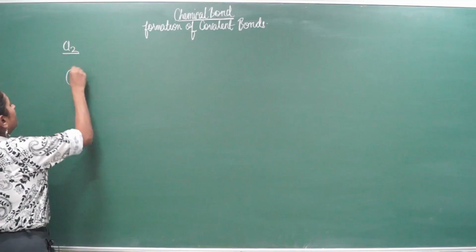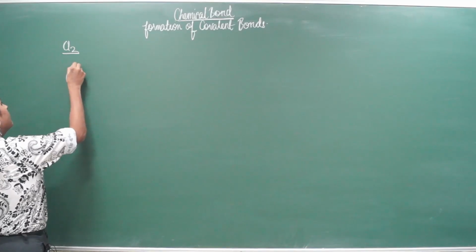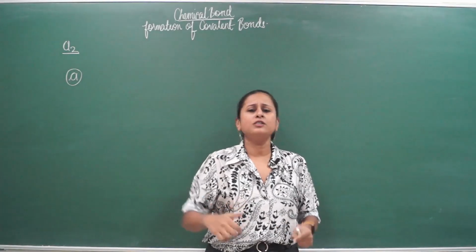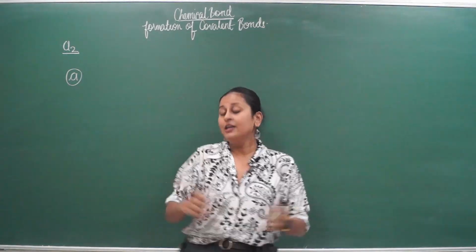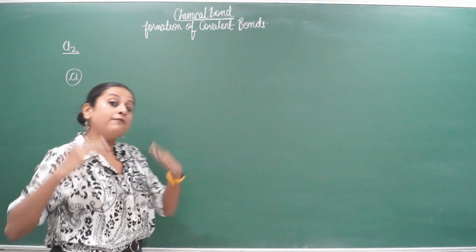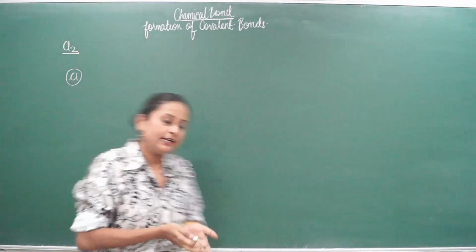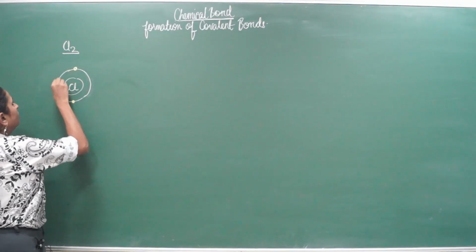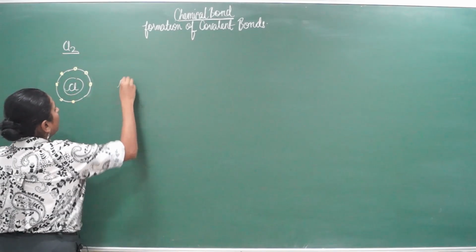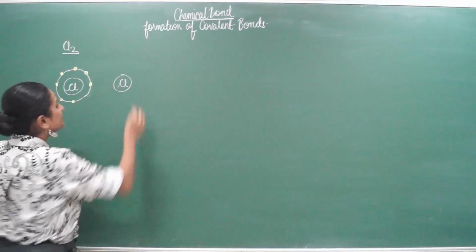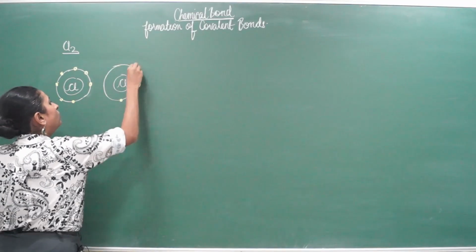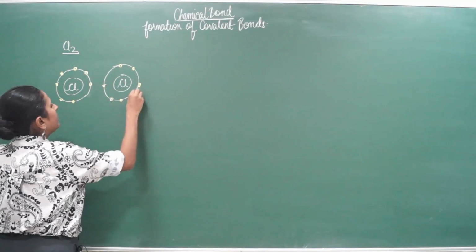So chlorine, I will only draw the last shell, because when we show the orbital structure of covalent bonds, we are allowed to draw just the last shell. Chlorine's electronic configuration is 2, 8, 7. So I will only draw the valence shell, which has 7 electrons: 1, 2, 3, 4, 5, 6 and 7. And the other chlorine also has 7 valence electrons, isn't it? 1, 2, 3, 4, 5, 6 and 7.